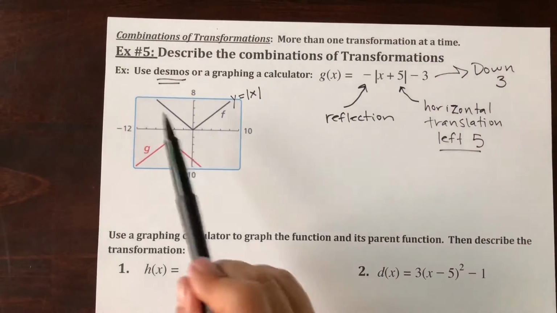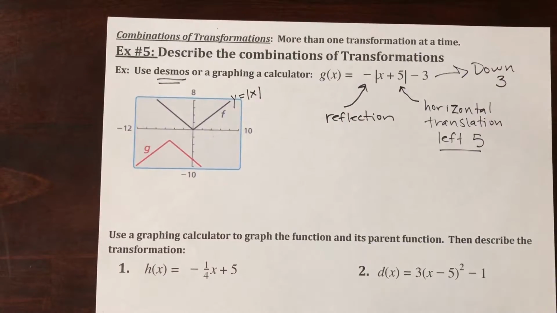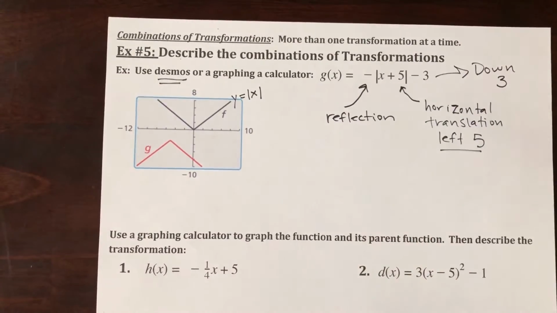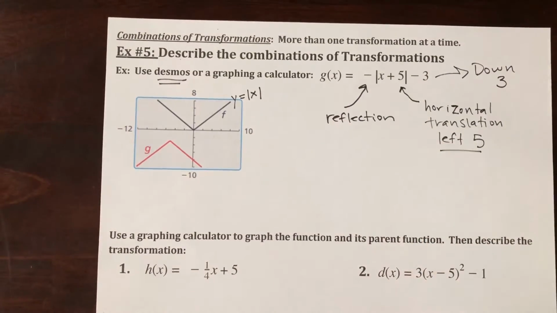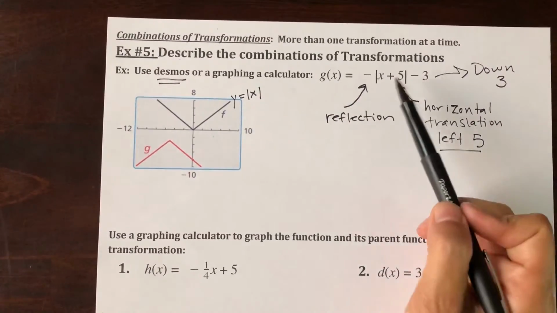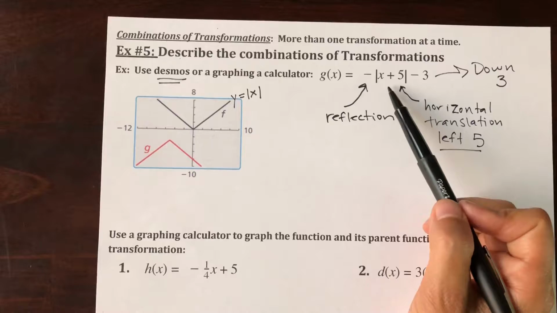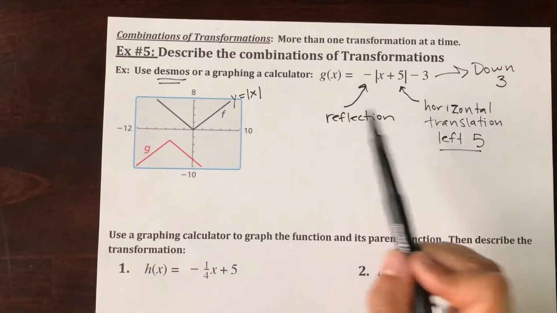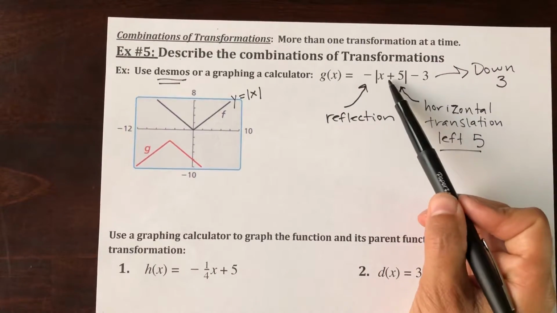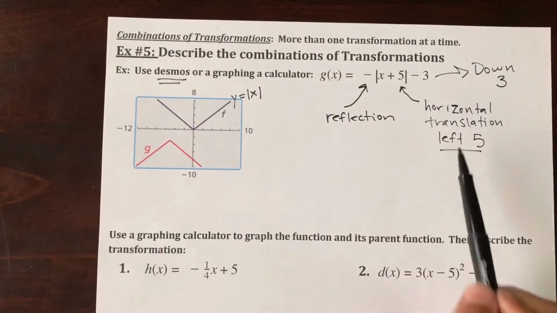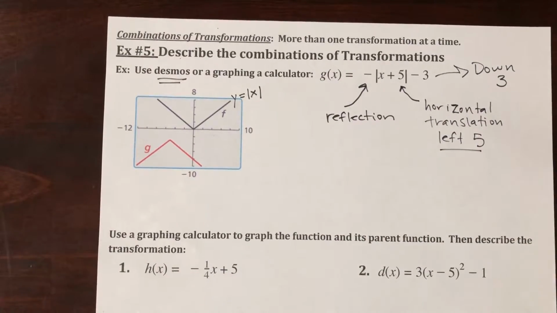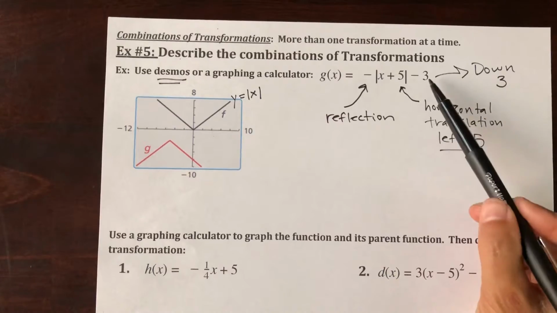Okay, so you could make a t-table for these, but once you get the hang of it, these are the same for all functions. So remember, the negative in front is a reflection. On the inside of a function, that's the horizontal shift left and right. When we add 5, it goes left 5. So it's sort of the opposite of what you would think. Opposite of h, same as k.